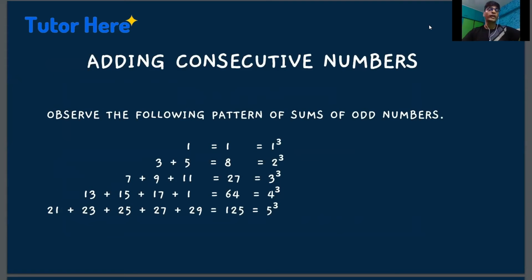Another way of finding cubes is adding consecutive odd numbers. Observe the following patterns of sum of odd numbers. 1 is equal to 1, that is 1 cube. 3 plus 5 is equal to 8, that is 2 cube. 7 plus 9 plus 11 is equal to 27, which is 3 cube, and so on.